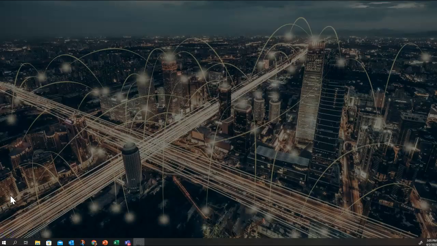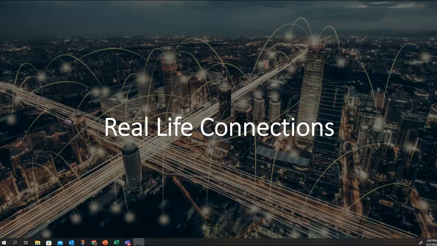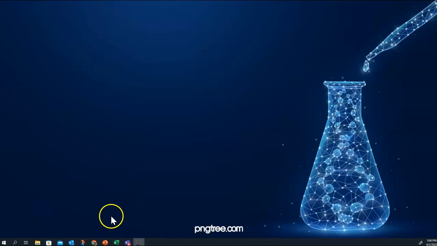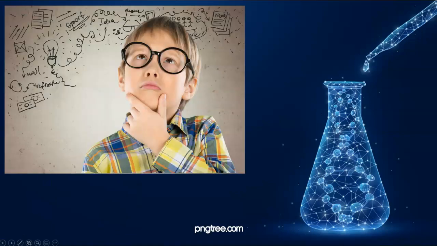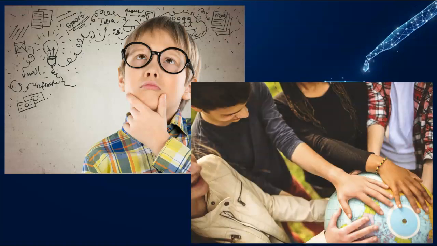Real life connections. This is where good projects start to get separated from great projects. Now, the students' job is to consider, what does the data I collected mean for me and for the people around me and for the world around me? This is where students can start to really look at how their research could affect the real world.